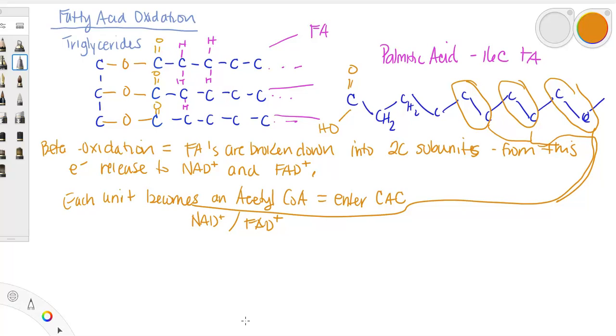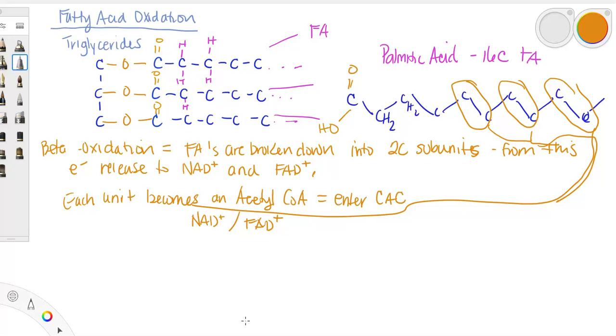Okay, so palmitic acid has 16 carbons, so that's 8 2-carbon molecules, so that's 8 acetyl-CoAs, and so that's going to be 10 times 8, was it 80, something like that, 80 electrons for the electron carriers. So that's a lot of electrons to go through the electron transport chain.